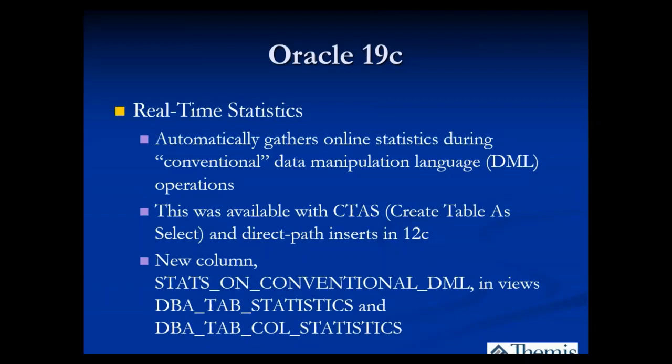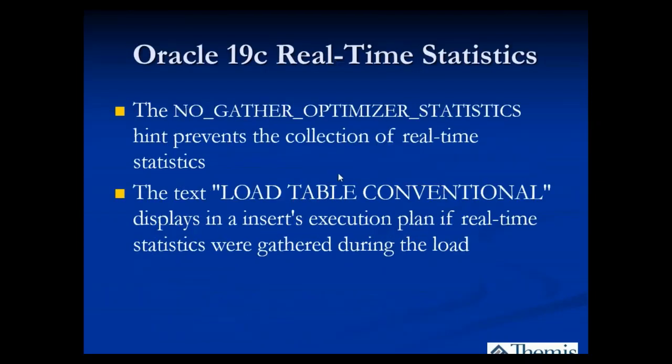So what this is going to do is generate those statistics in real time for what it calls conventional DML: inserts, updates, and deletes. That might be a helpful feature for us, that we can turn it on and off. You can see here in the first bullet there is a hint called NO_GATHER_OPTIMIZER_STATISTICS, which we can slap on our insert statement or update statement or whatever. There are certain messages we should look for, like LOAD TABLE CONVENTIONAL.